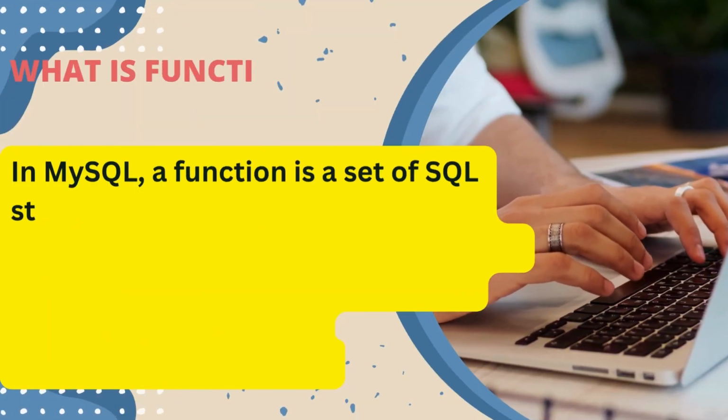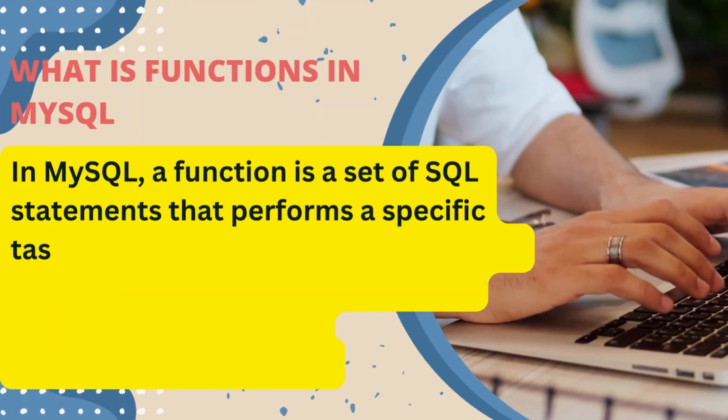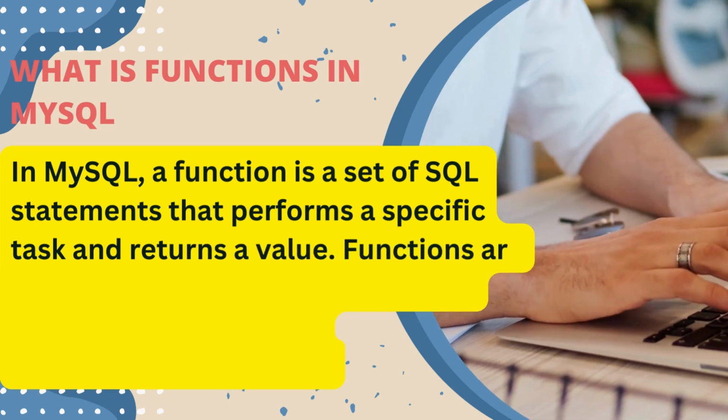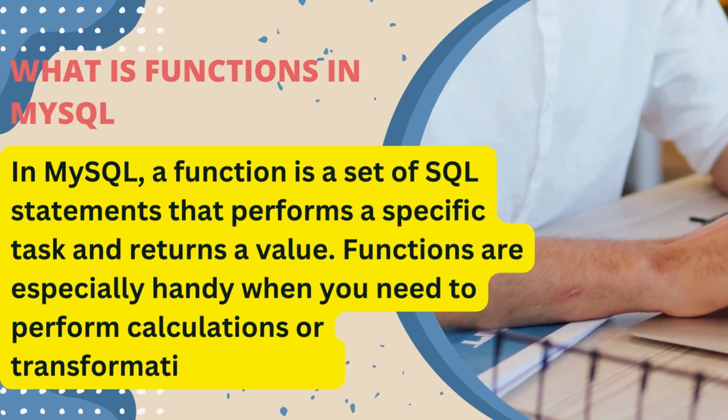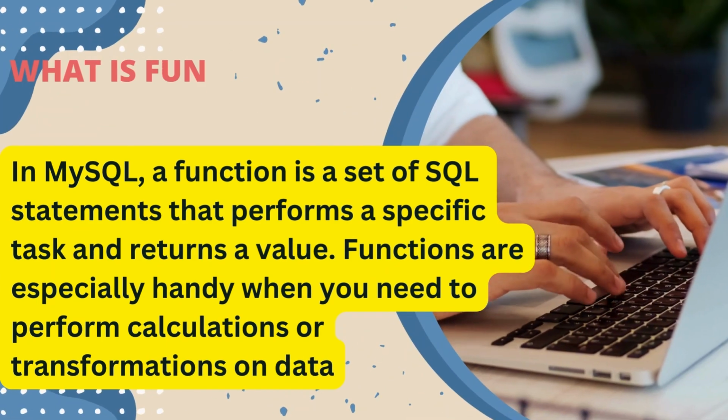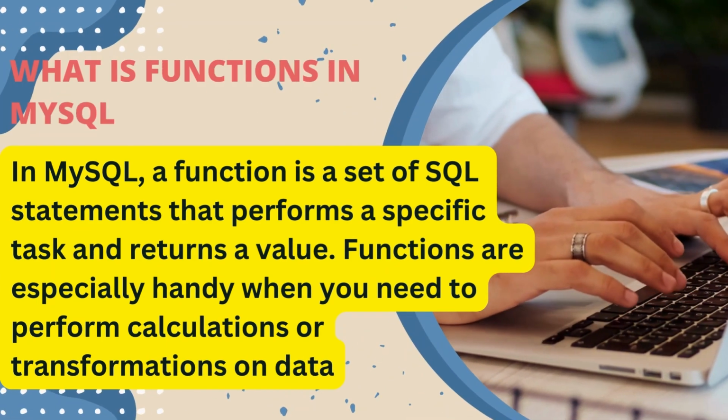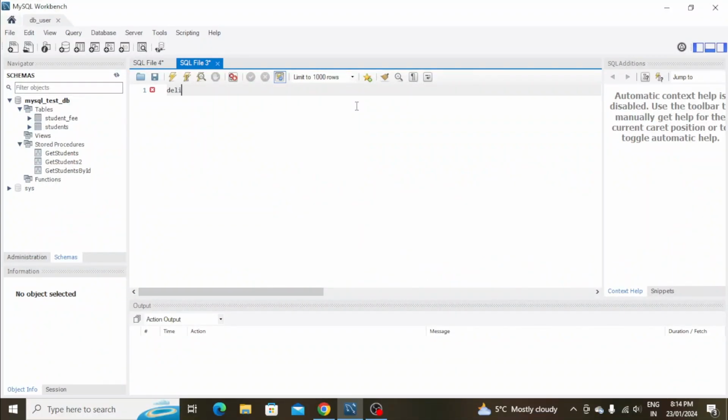In MySQL, a function is a set of SQL statements that performs a specific task and returns a value. Functions are especially handy when you need to perform calculations or transformations on data. Creating a function is similar to stored procedure. Firstly, define delimiter as we did while creating stored procedure. And start with create function then function name.